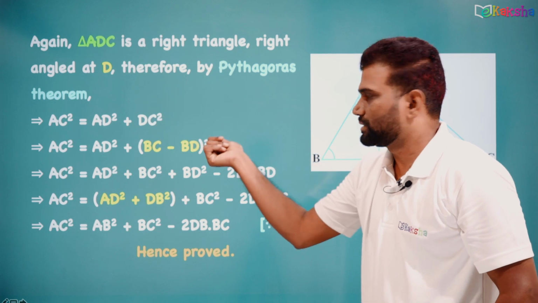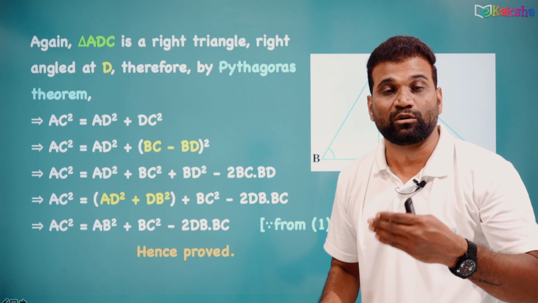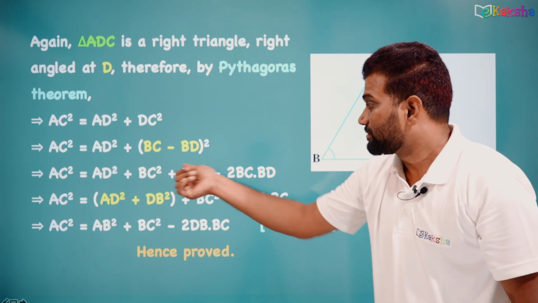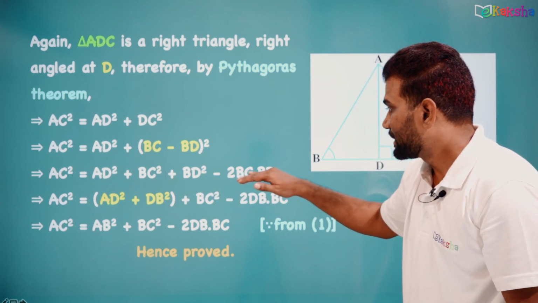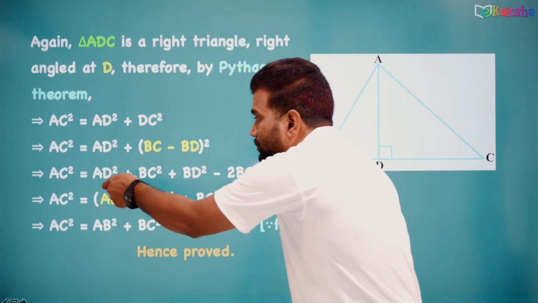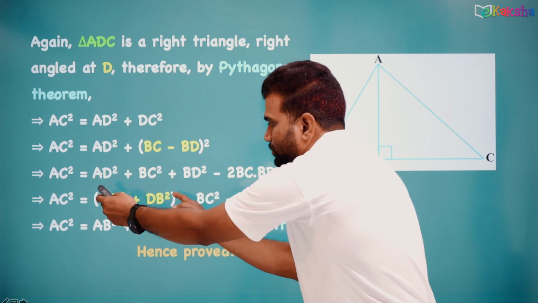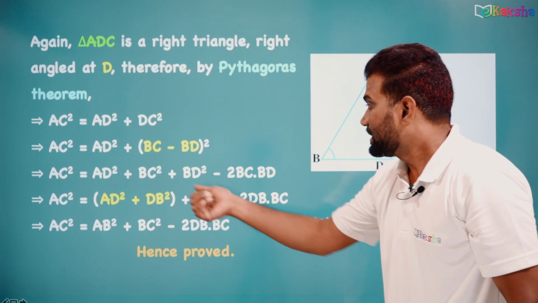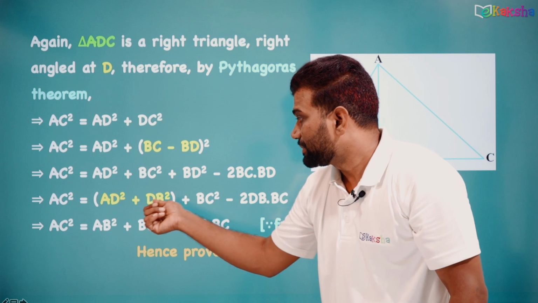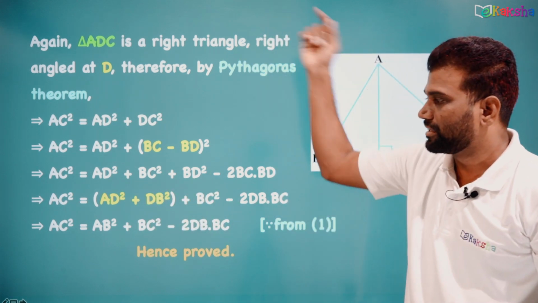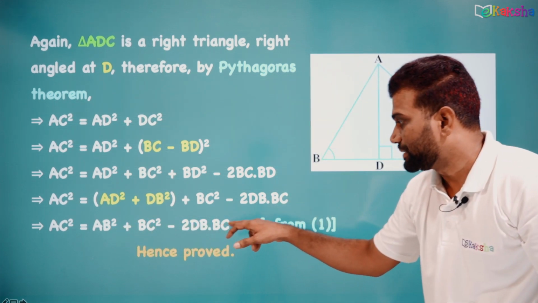Since it is a square, this is also a whole square. By expanding this using the A minus B whole square algebraic expression, A square plus B square minus 2AB, that is BC square plus BD square minus 2 times BC into BD. Then these two together, AD square plus BD square, we have written here, plus BC square minus 2 times DB into BC, and we know AD square plus DB square from equation 1 is AB square. So AC square equals AB square plus BC square minus 2 times BD into BC.